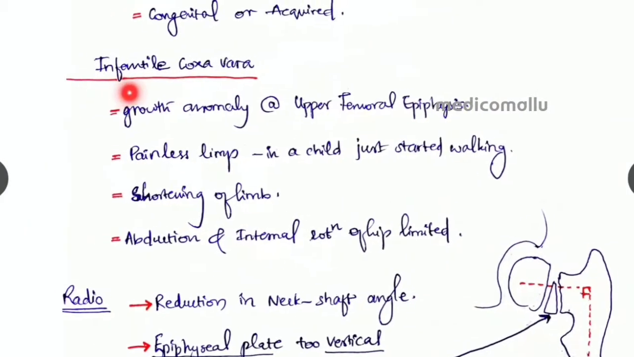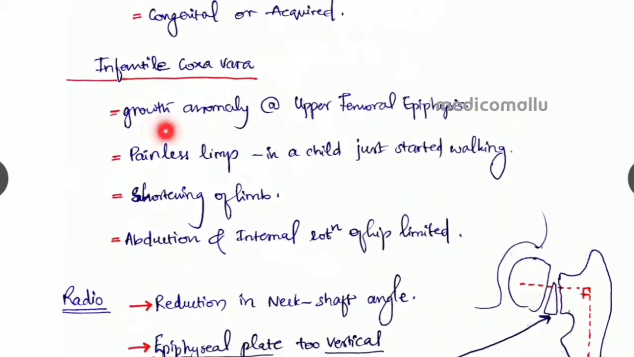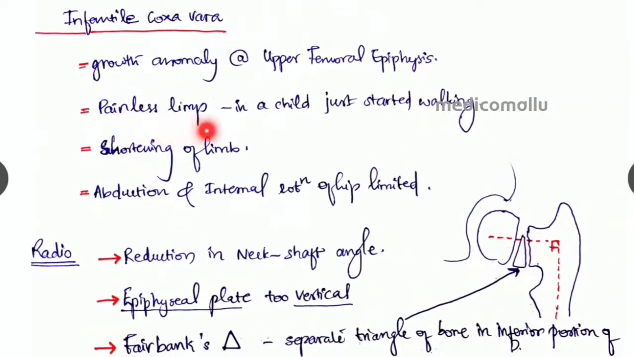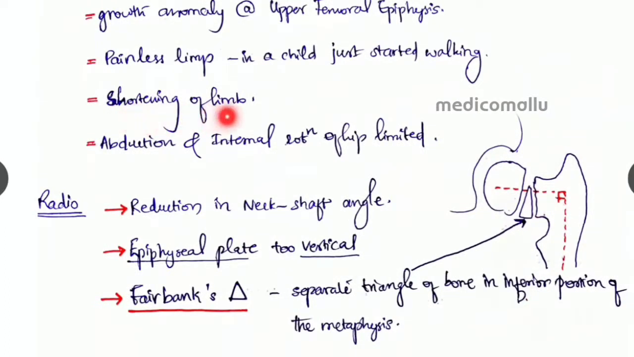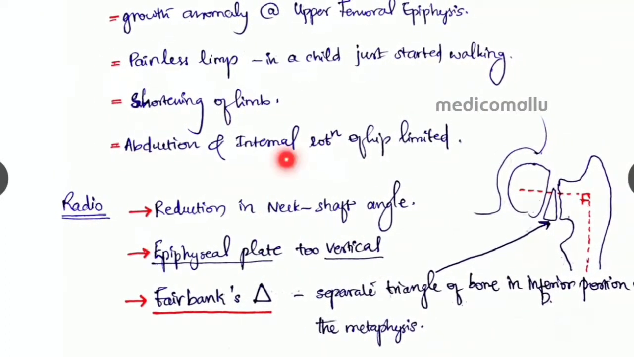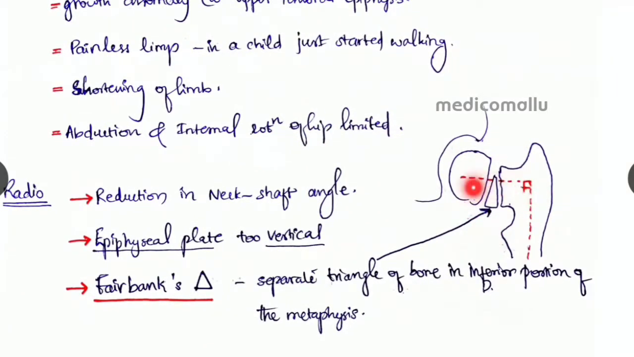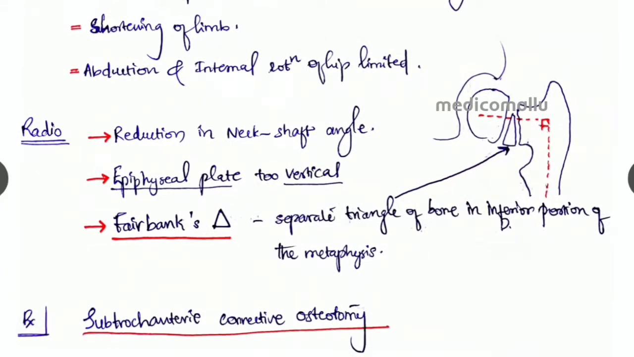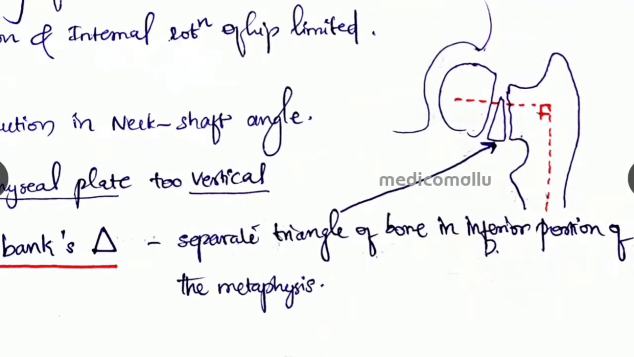There is a term, infantile coxa vara. It is a growth anomaly at the upper femoral epiphysis, and there is a painless limp in a child who has just started walking, and there is shortening of the limb, and abduction and internal rotation of the hip is limited due to this reduced angle. The radiological findings are: there is reduction in the neck-shaft angle. This is the angle. It is almost 90 degrees. The epiphyseal plate is too vertical. The epiphyseal plate is almost like this.